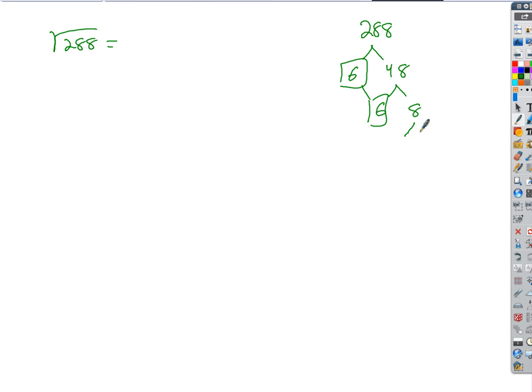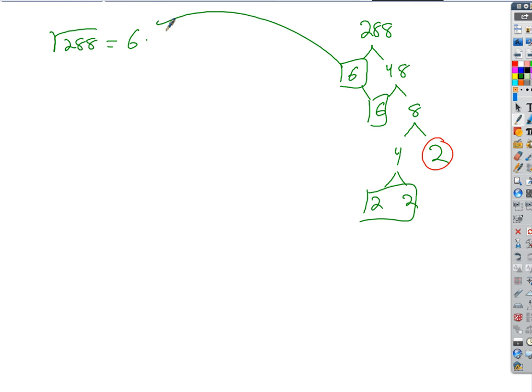8. And then we'll break that up into 4 and 2. And 4 is a perfect square. What's that work out to be? 2 times 2. And then here's our singles, right? So one way to do this would be to say, okay, we got a couple of 6s, so that leads us to a 6 outside. We got a couple of 2s, right? So that's going to leave us a 2 outside. And then I've got a square root of 2, right? Because I had a single 2 left over at the end.